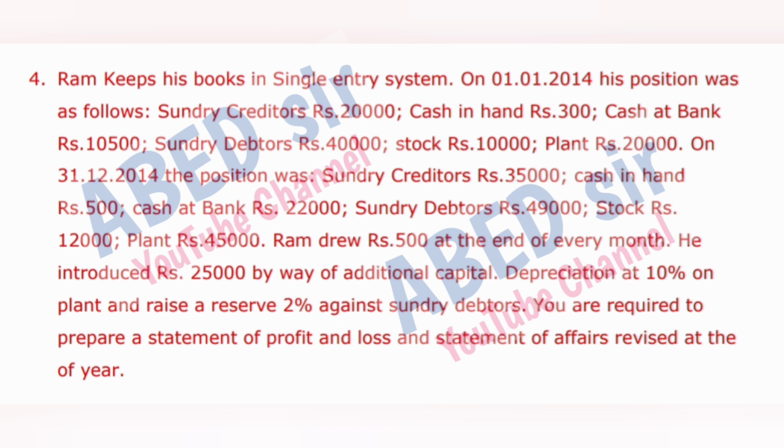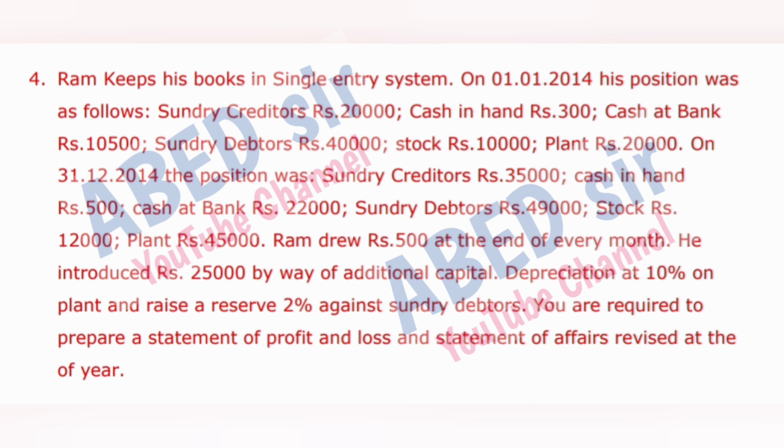On 31st December 2014 the position was: sundry creditors 35,000 rupees, cash in hand 500 rupees, cash at bank 22,000 rupees, sundry debtors 49,000 rupees, stock 12,000 rupees, plant 45,000 rupees. Ram drew 500 rupees at the end of every month. He introduced 25,000 rupees by way of additional capital.